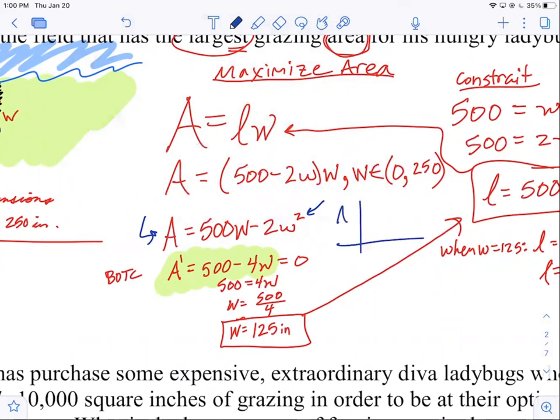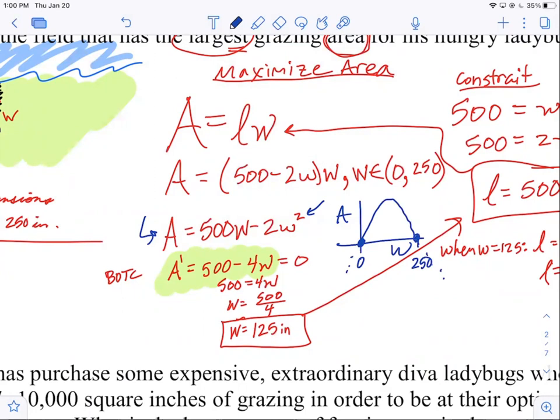In fact, if you were to graph the area against the width, what happens when W is 0? Plug it into the area equation right above the factored version. When W is 0, you get 0. And what happens when W is, what did we say the max could be? 250. 250 times 2, it's 0. So here's 250. And the parabola does this. Now the rest of the parabola goes on like this.